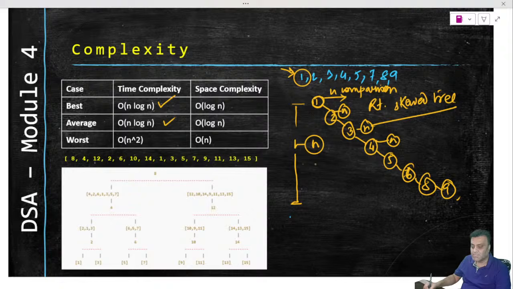And how many levels are we doing this for? The height of the tree. In our case, the height of the tree is n in the worst case scenario. So total is n cross n. N comparisons multiplied by the height is the total number of comparisons we have to do, which is n square, and that's how you get the worst case as n square.